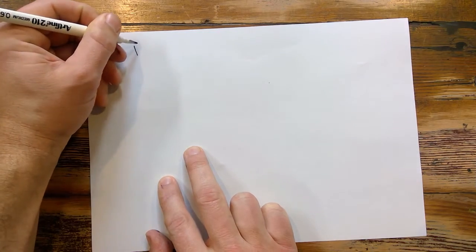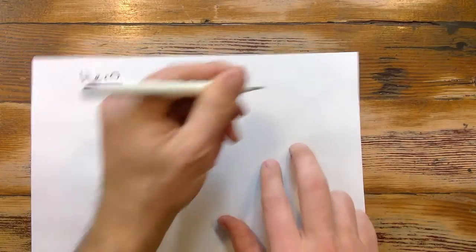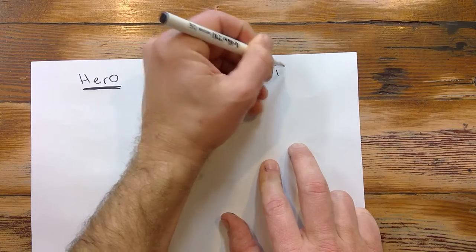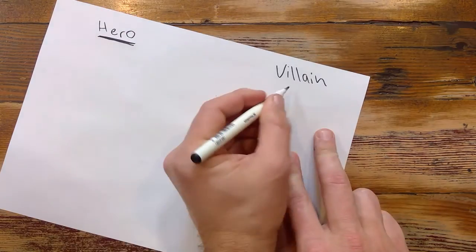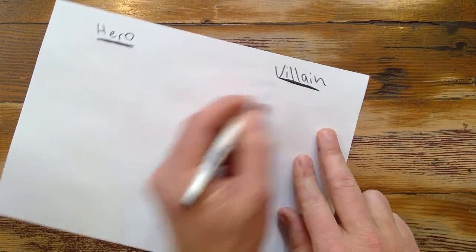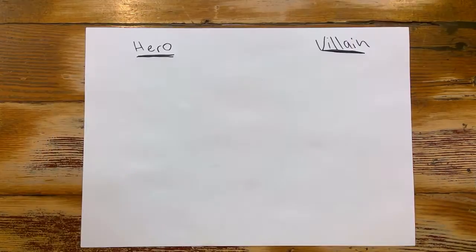The first thing I'm going to do is take my page, and on one side, I'm going to set that aside for my hero. And on the other side, this is where I'm going to have my villain. My villain is like the baddie of the story, the one that is kind of fighting with the hero. The first thing I need to do is come up with a hero.